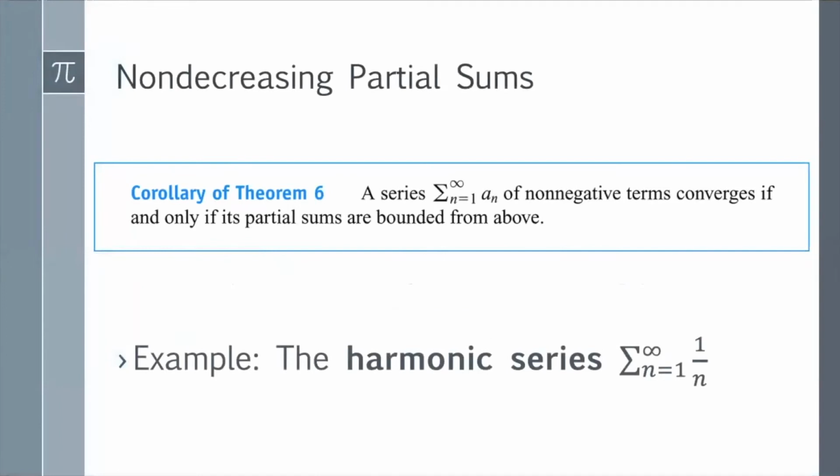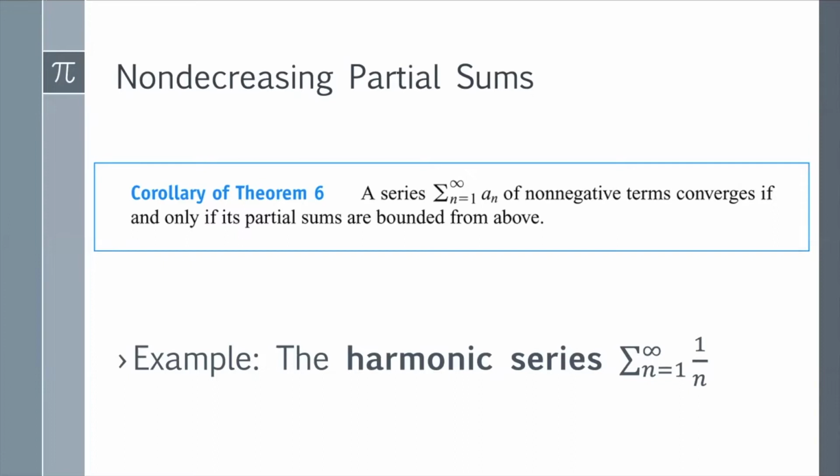All right, so let's start with talking about non-decreasing partial sums. And let me first remind you what Theorem 6 said. This was a theorem from section 10.1, and it said that every sequence which is non-decreasing and bounded from above converges. It said something a little bit more general than that, but that's the only part we need. So if a sequence is non-decreasing and bounded from above, the sequence converges.